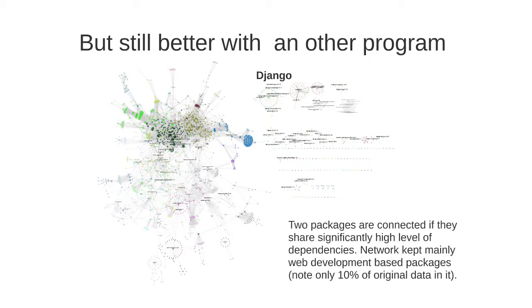And this is the filtered network, where the packages are connected if they share a significant level of dependencies. What you can see with this dependency network is that mainly the web development-based parts remained in the network, and the rest got out because they weren't in the core of the network.